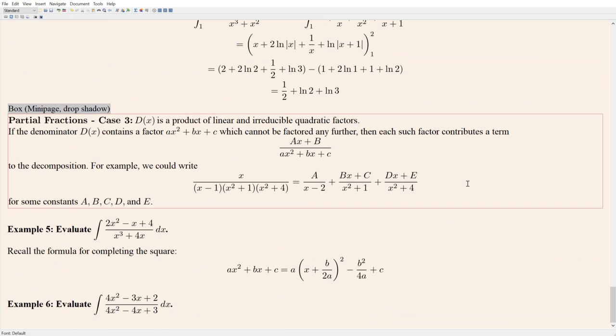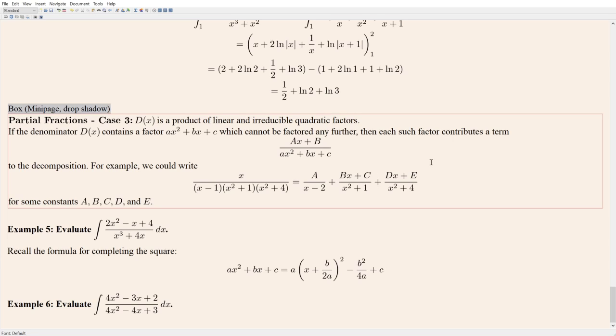In case 3, this is the case where you factor the denominator and you get some linear factors, maybe, but you also get irreducible quadratic factors. So a quadratic factor is going to be something where the highest power is 2, and where it is irreducible, meaning that this guy can't be factored any further. As an example, x squared plus 1 is irreducible. You can't factor this at all. Really, x squared plus any number is going to be irreducible, because you can't factor that without introducing imaginary numbers.